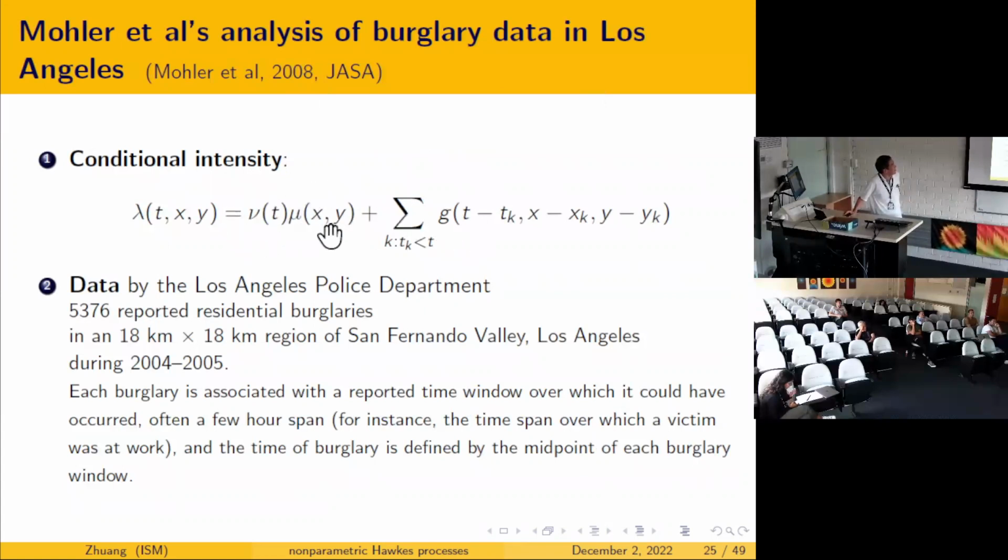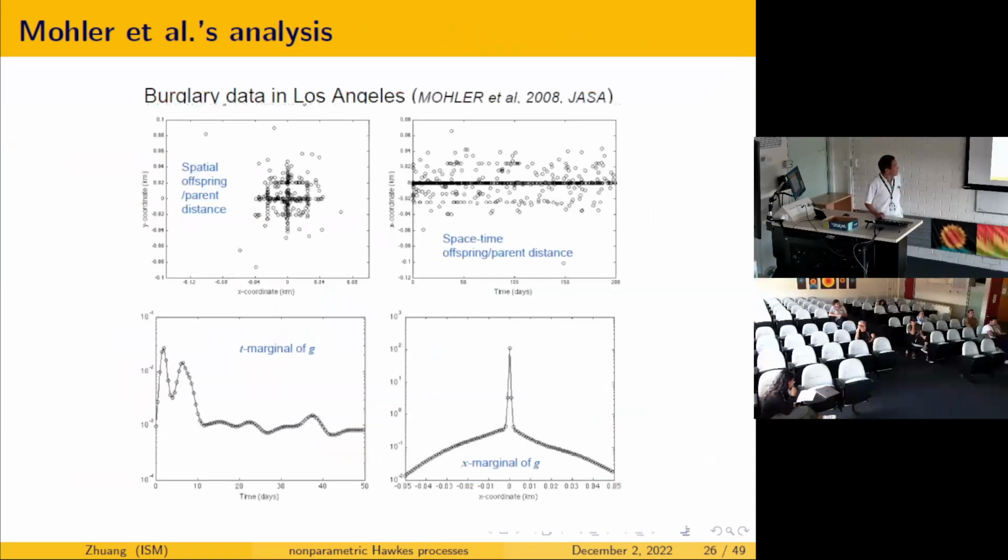They assume a separate background with the triggering part. They use data from Los Angeles: more than 5,000 reported residential burglary data in the San Fernando Valley, Los Angeles, during those two years. So here is the final estimate. You have the X coordinates and the Y coordinates. I think this is a spatial parent distance. So they have a form like that.